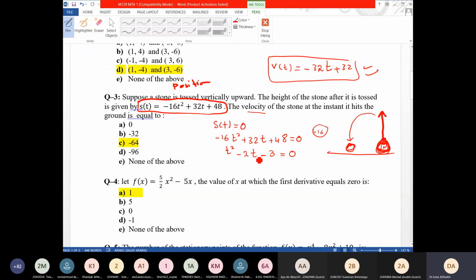No, I don't need the quadratic formula. I made a mistake with the sign. This is why. Correct me. Follow along with me. This is a minus 3, right? Because I'm dividing by minus 16. I'm dividing the whole equation by minus 16.